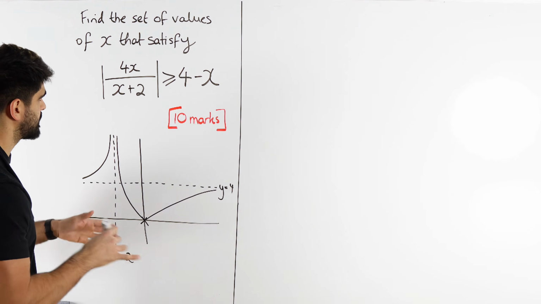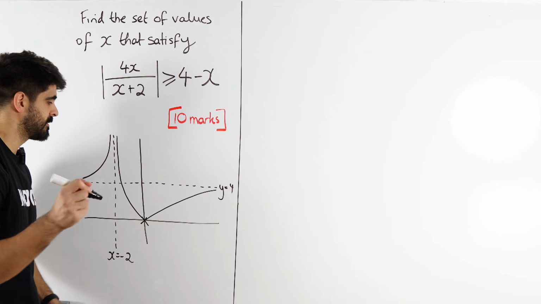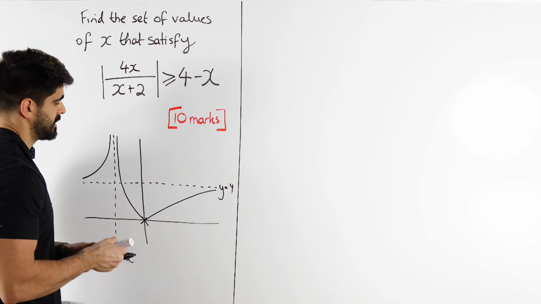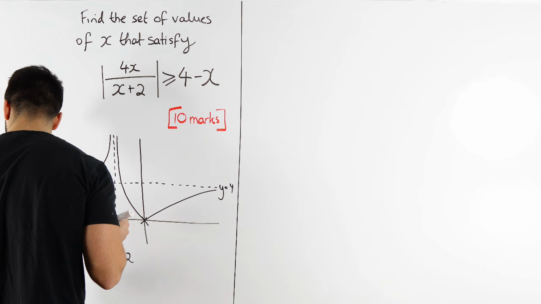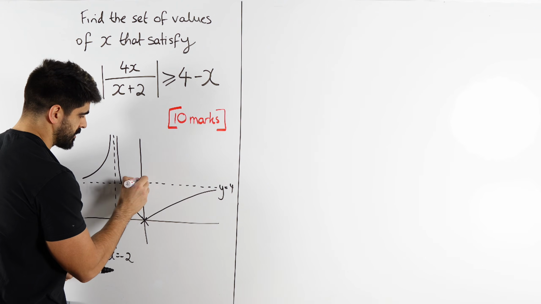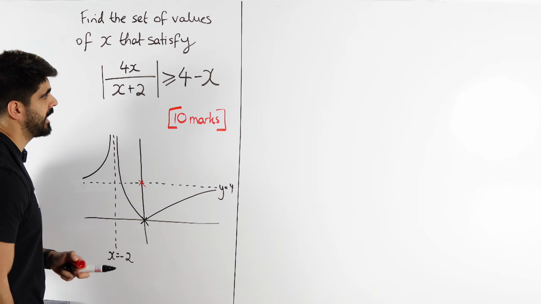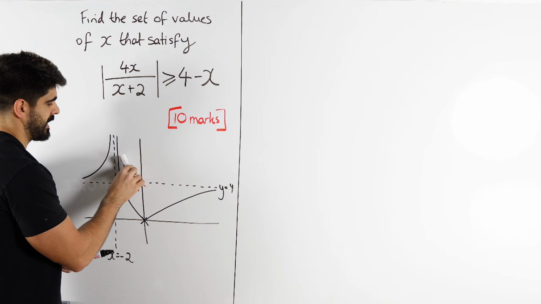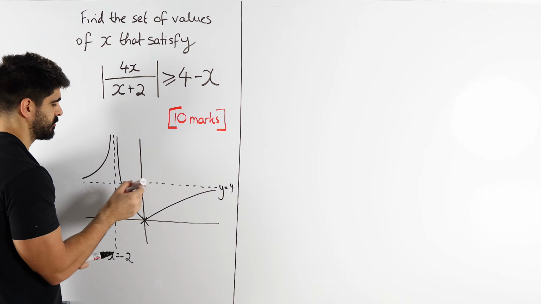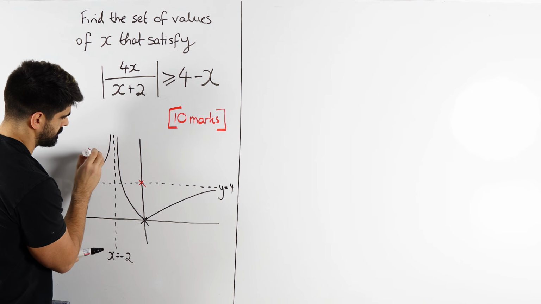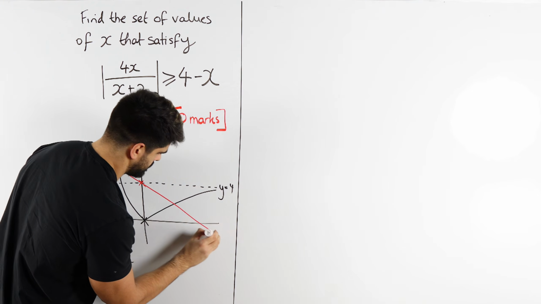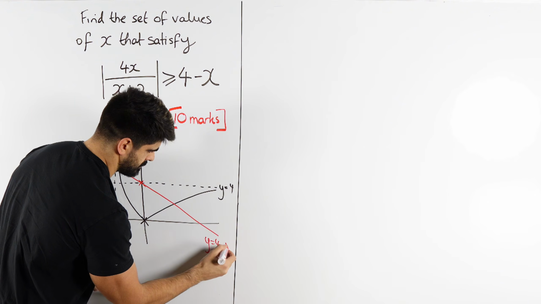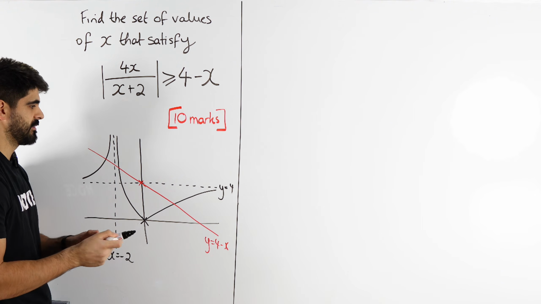Nice. Next thing, we just sketch this, 4 minus x. Now 4 minus x, perhaps I can do it in a different color for you guys. So y is 4, it's going to cross here. And it's going to have a negative gradient. Now with respect to the recip graph, it doesn't really matter how steep you make it. Obviously, just don't make it vertical. It's going to look something like this. So this is y equals 4 minus x. And then you have your recip graph.